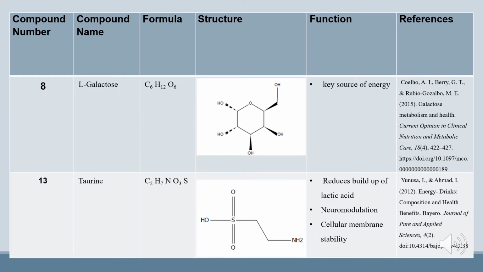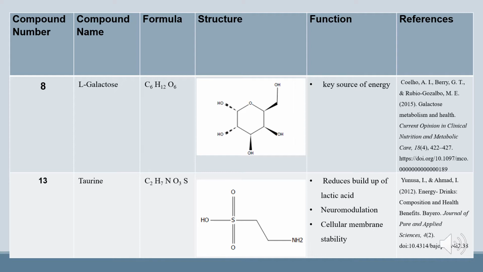In this slide, here is a representation of a table containing compound name, compound number, formula, structure, function of the compound, including the references. At first is compound number 8 named L-galactose. Its formula is C6H12O6, followed by the structure as shown in the figure. And its function is the breakdown or metabolism of this compound is the key source of delivery of energy in the human body.